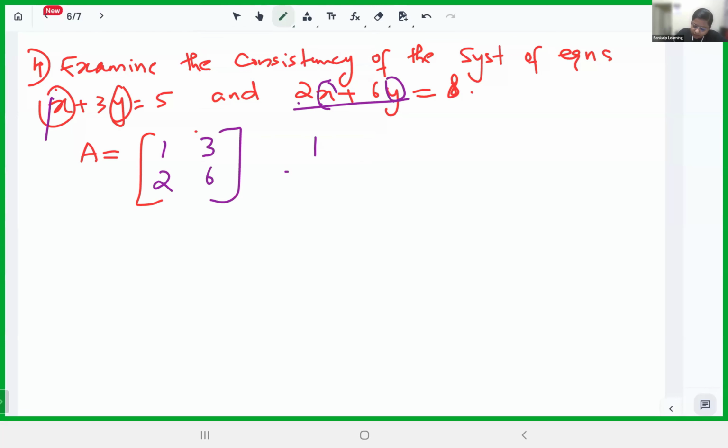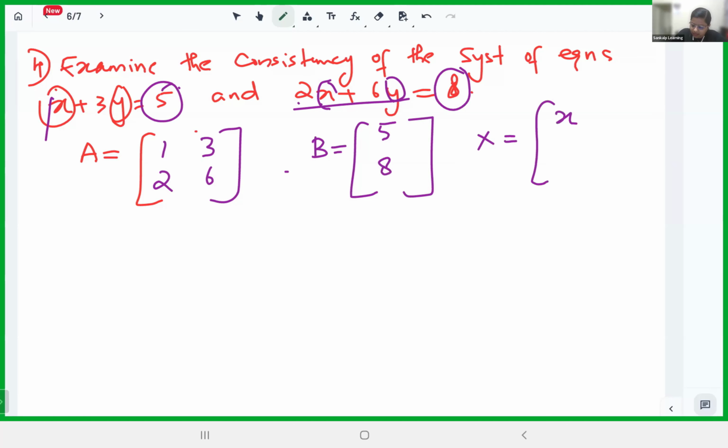Okay, now what about matrix B? Matrix B is the right side values. What are they? 5 and 8. 5 and 8 are the matrix B. Okay, now what is X? X is the unknown matrix. Unknown values are x and y. So this is how you transform a system of linear equations into matrix form. And we know the system of linear equations is actually like AX equal to B. And you know how to check the consistency.